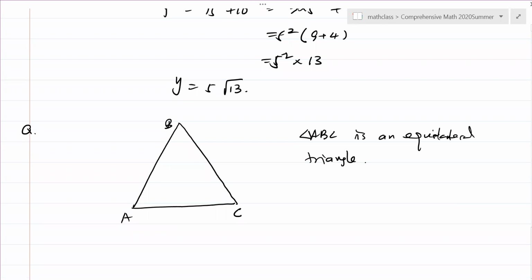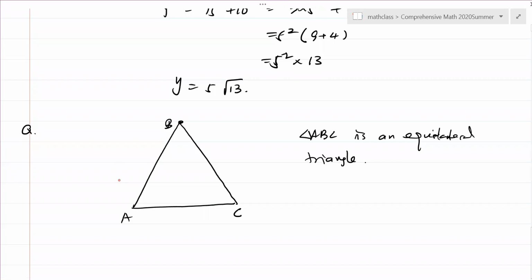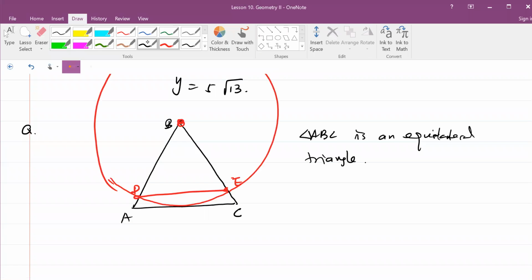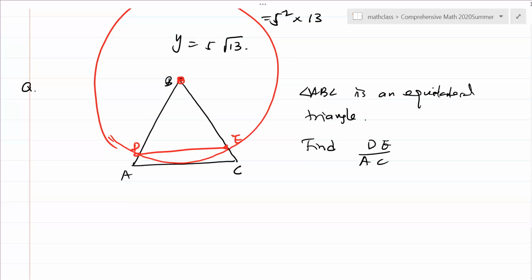What I'm going to do is change the problem a little bit. I draw the circle around B. Then I draw the line from here to here, D and E. So I want to find out the ratio BE over AC. Probably it's the same problem, I'll just show you.